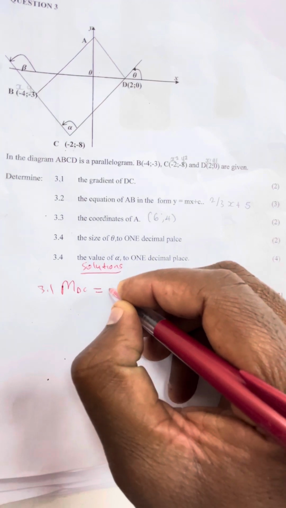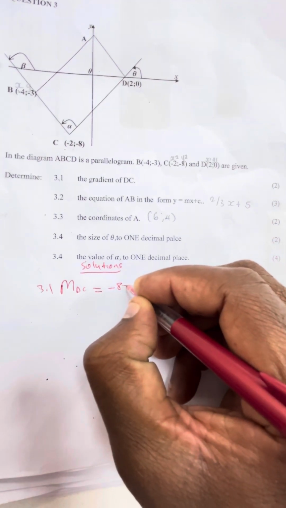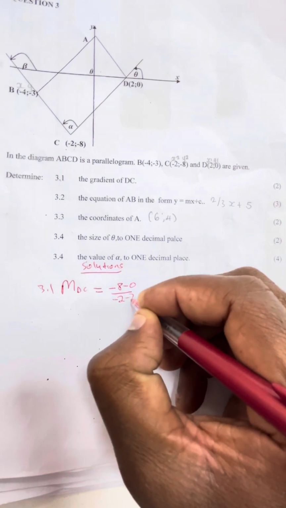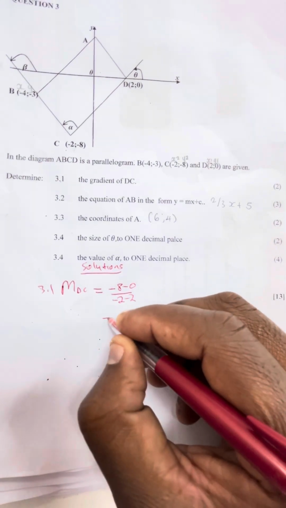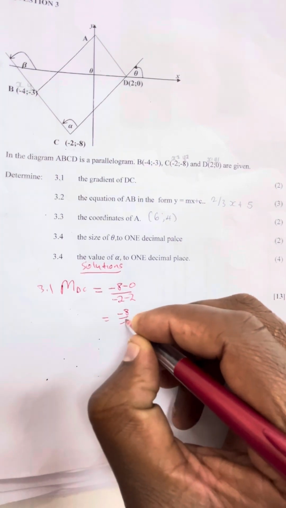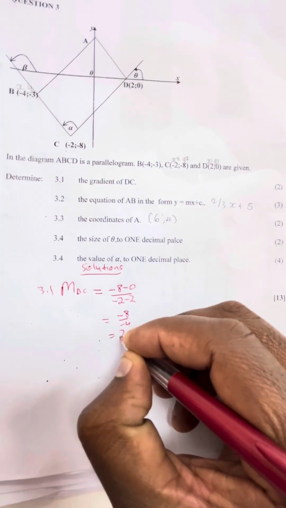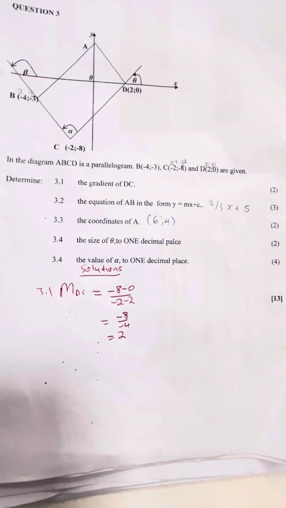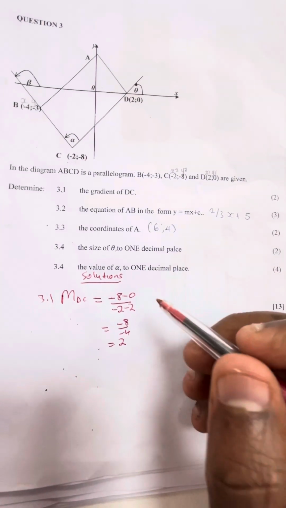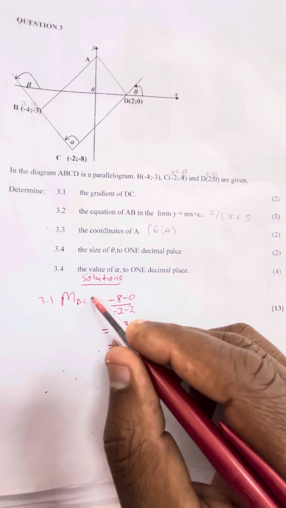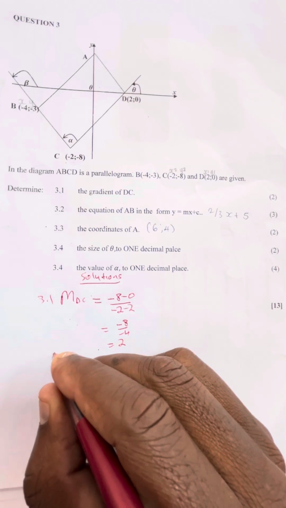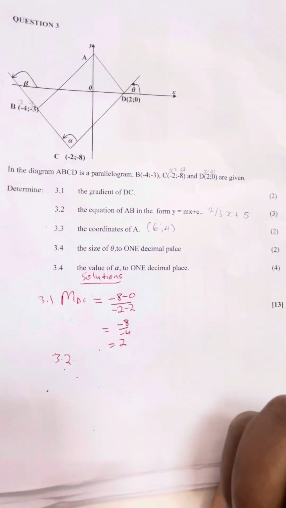So this will be negative 8 minus 0 divided by negative 2 minus 2. And then now you are getting negative 8 divided by negative 4, which is equal to 2. So the gradient of DC or CD is equal to 2, right? It can be CD or DC. It's equal to 2. So let's move to 3.2.